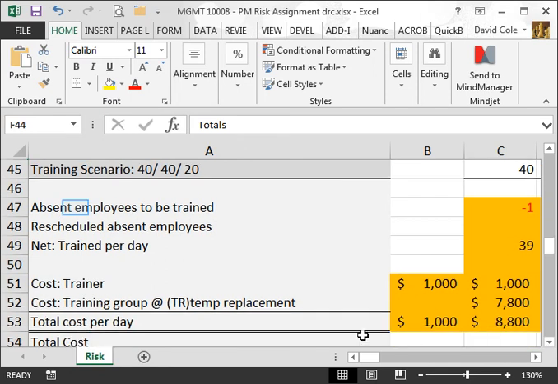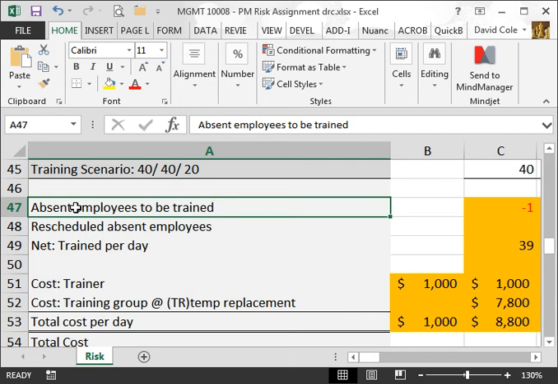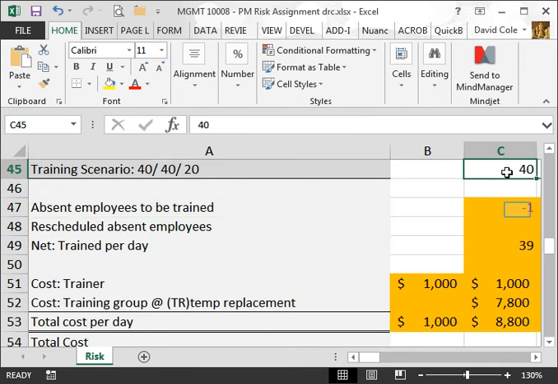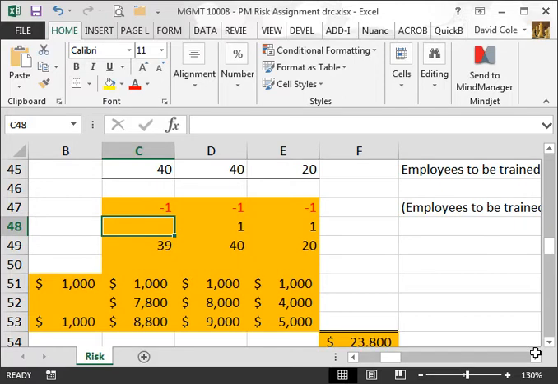We're going to have employees to be trained, employees scheduled, employees to be trained. We're going to deal with rescheduled employees. You can see here that as we go through the day, 40, 40, 20, we can't actually increase the employees trained on this day because we are maxed. Again, we will have the scenario for 40, 40, and 20.